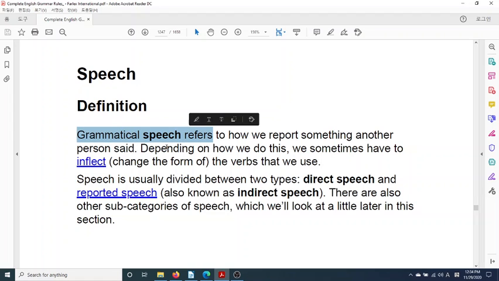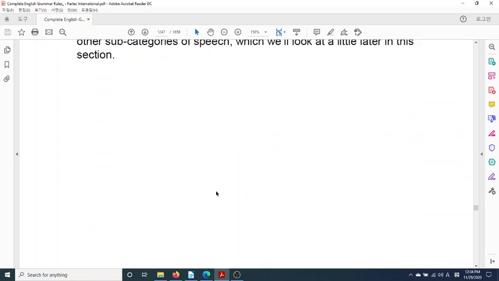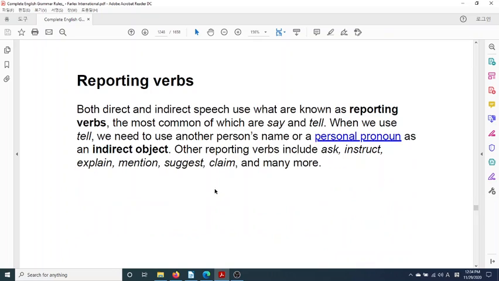And there are two types of speech, at least two main ones: direct speech and indirect speech. Although a lot of times indirect speech will be called reported speech because, well, you are reporting it. You're stating what someone else stated. All right, let's take a look at each of these, starting with reporting verbs.